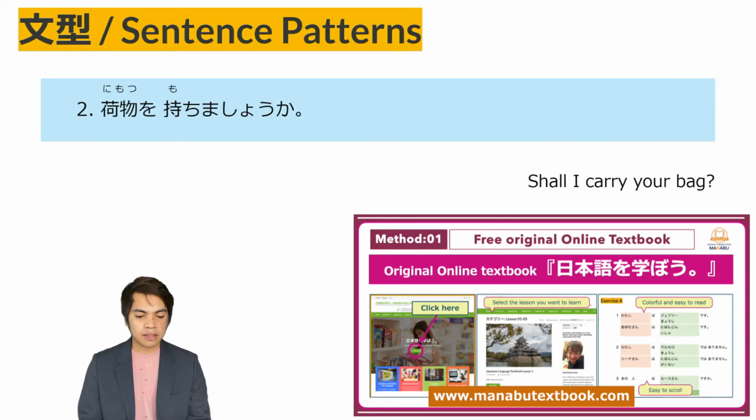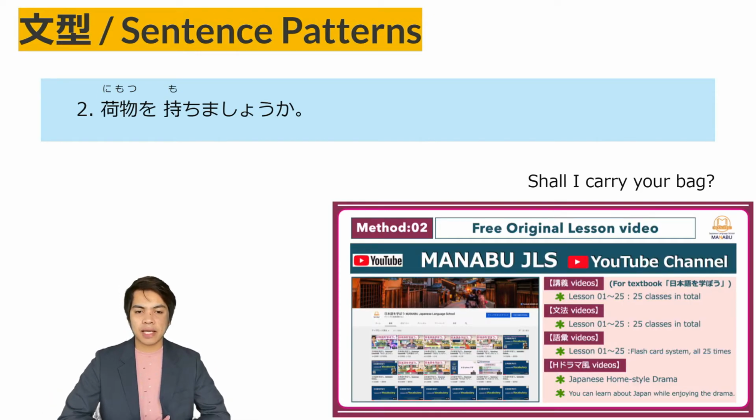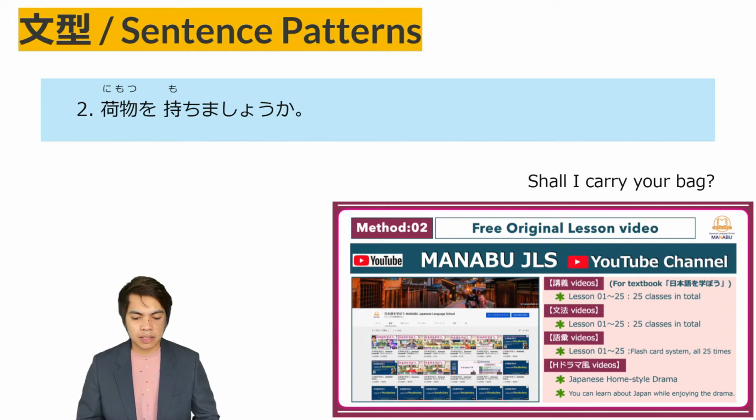Number 2, nimotsu o mochimashou ka? So nimotsu, particle o. Nimotsu means luggage. Then the particle o makes the word nimotsu the object of the verb mochimasu. Mochimasu means to carry or hold. So in this sentence, it means to carry.